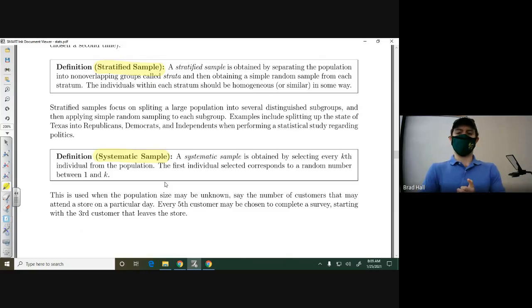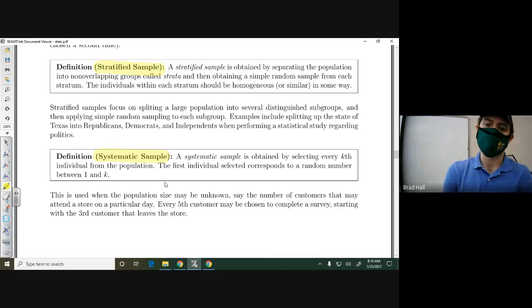Starting with the third customer that leaves the store, you interview every 5th customer after that. So the third customer would be first, and then every 5th customer, so 4, 5, 6, 7, 8. And the 8th customer, and then 9, 10, 11, 12, 13, and you keep going in that regard. So you're not picking a consecutive group of people. You're spacing it out a little bit, hopefully to get a more diverse collection of characteristics of your sample set.